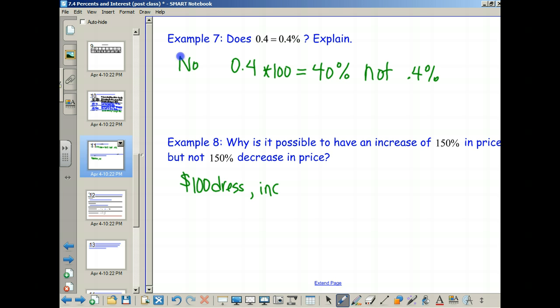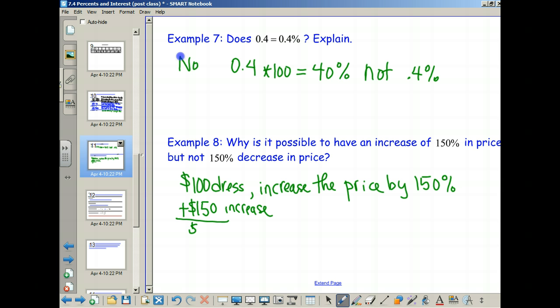I had a $100 dress, and I want to increase the price by 150%. What would that be? Okay, the increase would be 150, which means the total price would be 250, right? So the increase is 150. That's my increase. For a total of a $250 dress.